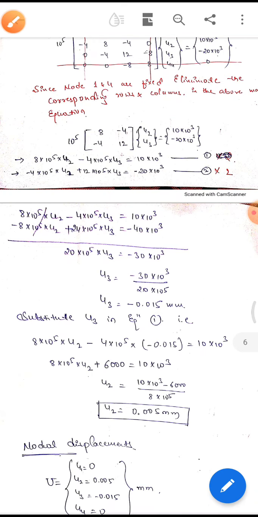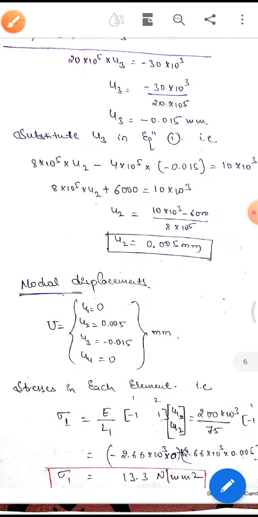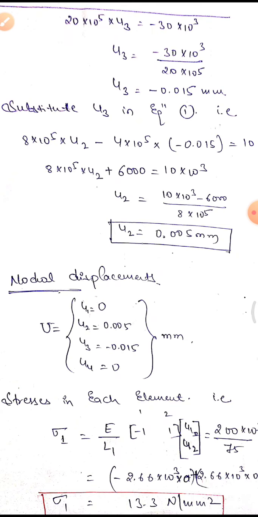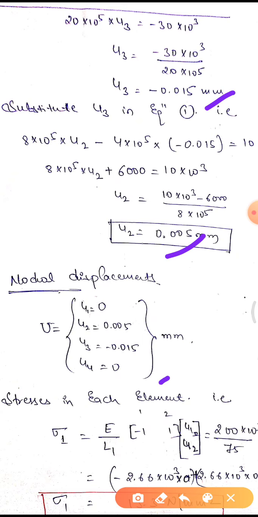So once we get u2 and u3, we know that the displacement at node 1 is 0 because it is fixed. For u2, you have found the displacement is 0.0055. u3 is minus 0.015, and u4 is fixed, so its displacement is 0. So this is how we have found the nodal displacement, meaning the displacement at each node.